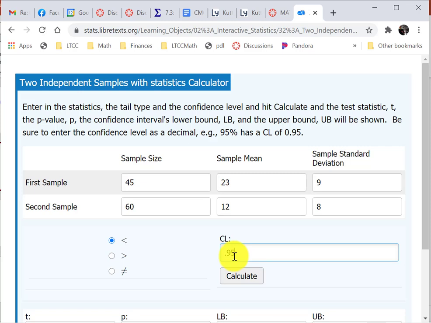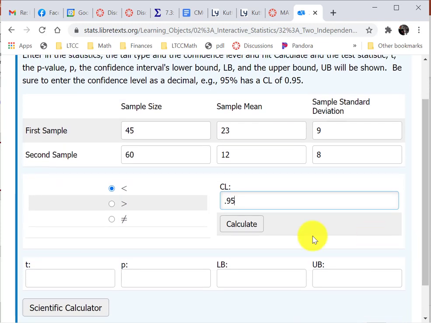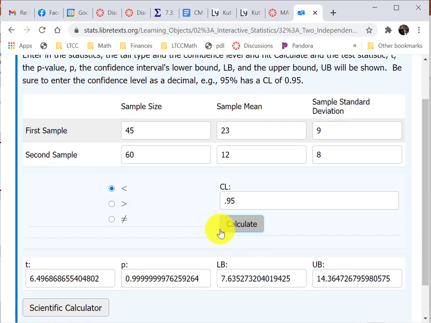We're not running a hypothesis test, so we don't have to worry about whether it's a left-tailed, right-tailed, or two-tailed. But what I do need to do is hit calculate. So let's do that. Now I want the confidence interval, so I'm not interested in a test statistic or a p-value. I want the lower bound and the upper bound of the confidence interval. And the lower bound is about 7.635, etc. The upper bound is 14.3647, etc.